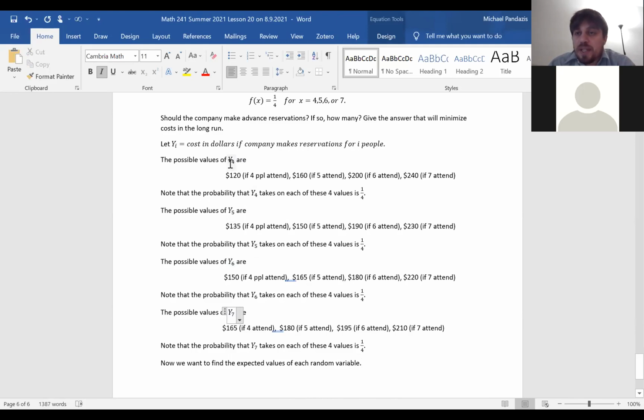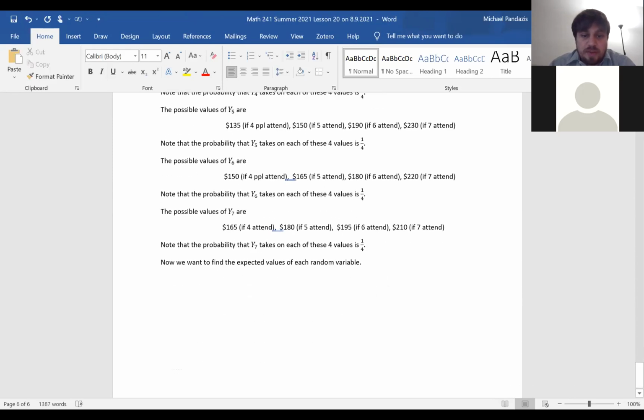Find the average amount that they would have to pay over all possible numbers of people who'd attend, 4, 5, 6, or 7. Find the averages for each of these 4, and then see which average is the lowest. The lowest average says that in the long run, considering all possible ways that 4, 5, 6, or 7 could attend, that number of reservations would cost them the least on average. Okay, so let's find the expected values of each random variable.